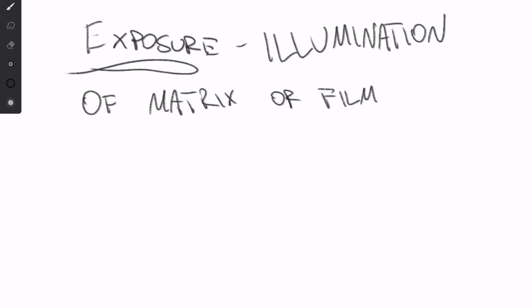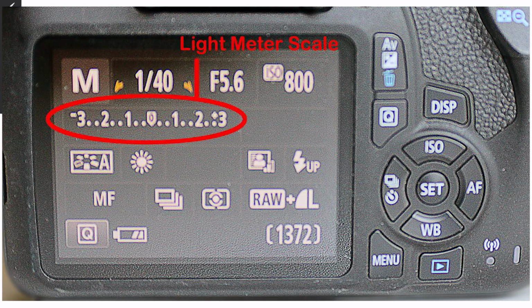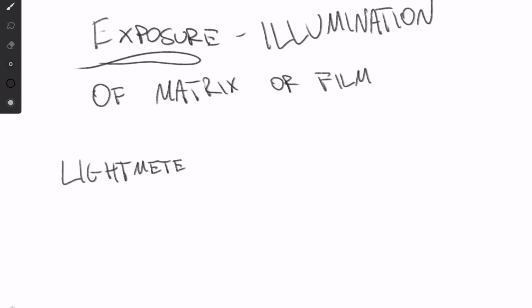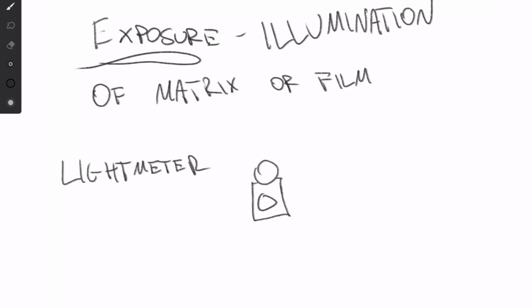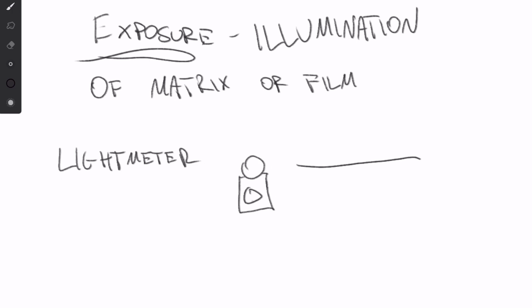So first things first, we gotta know the basic definition of what the fuck exposure is. So exposure is, you can say, just illumination of your camera matrix or your film. And to determine this, we use something called light meters. A light meter is basically built into every single device. There are also devices that are light meters. It usually looks like a black box with a ping pong ball attached to it, and it helps to determine your exposure. And in your camera, it will just usually look like this.